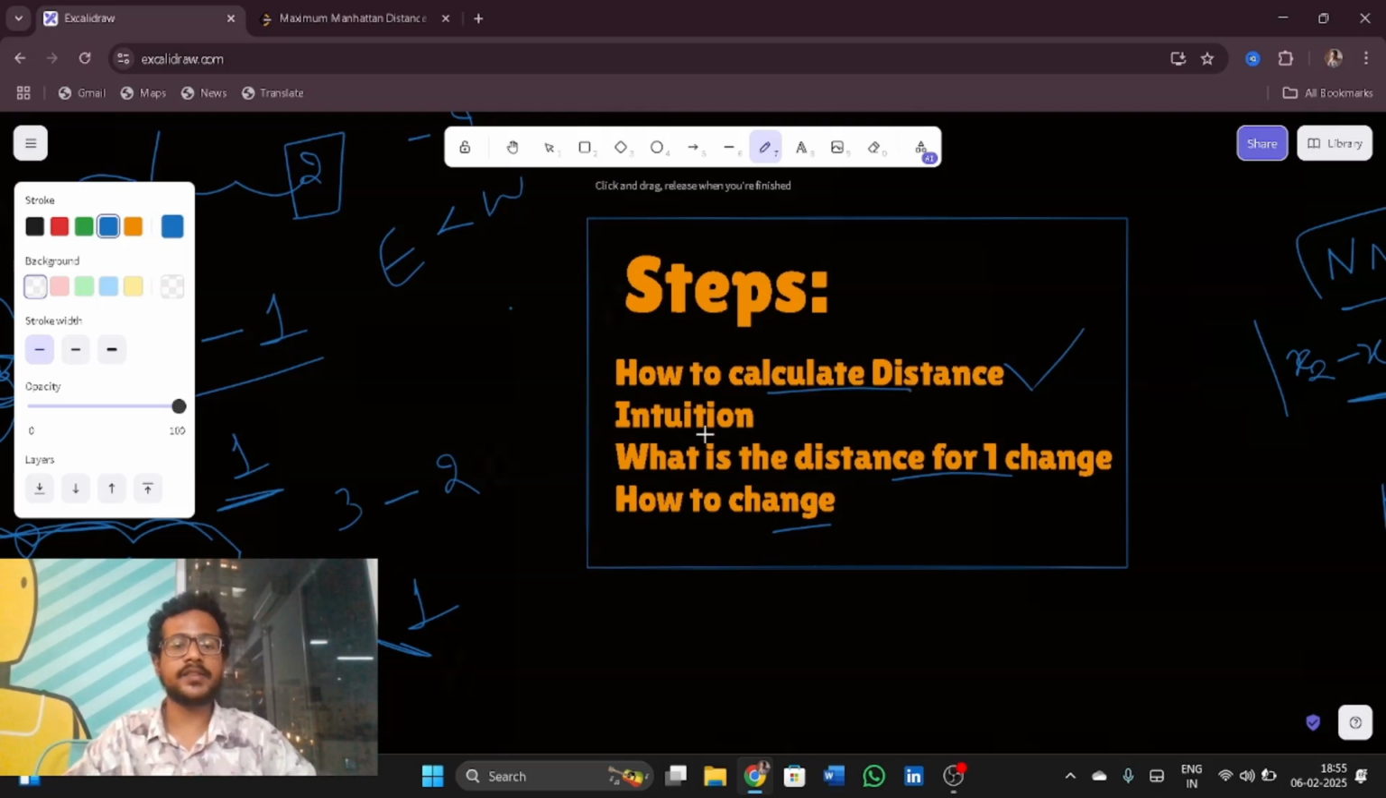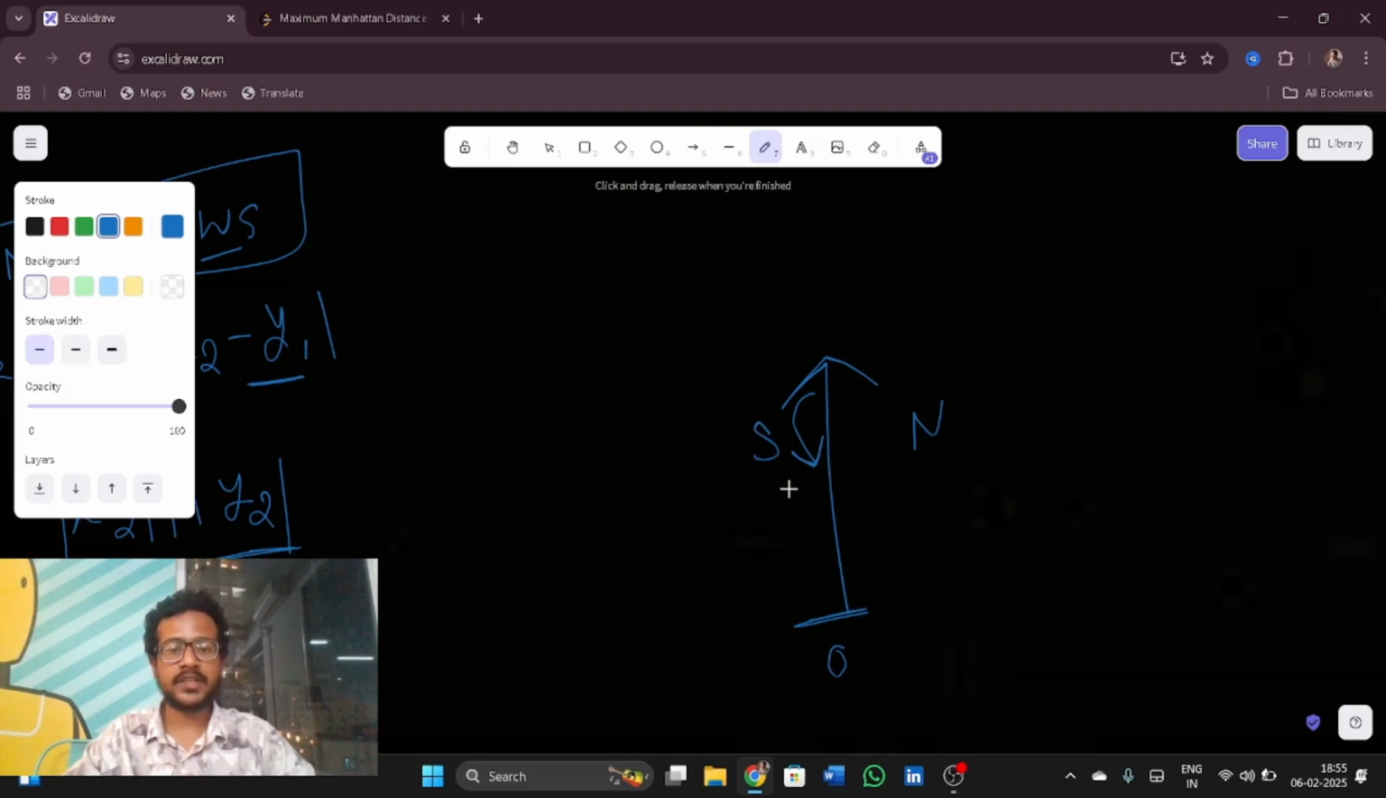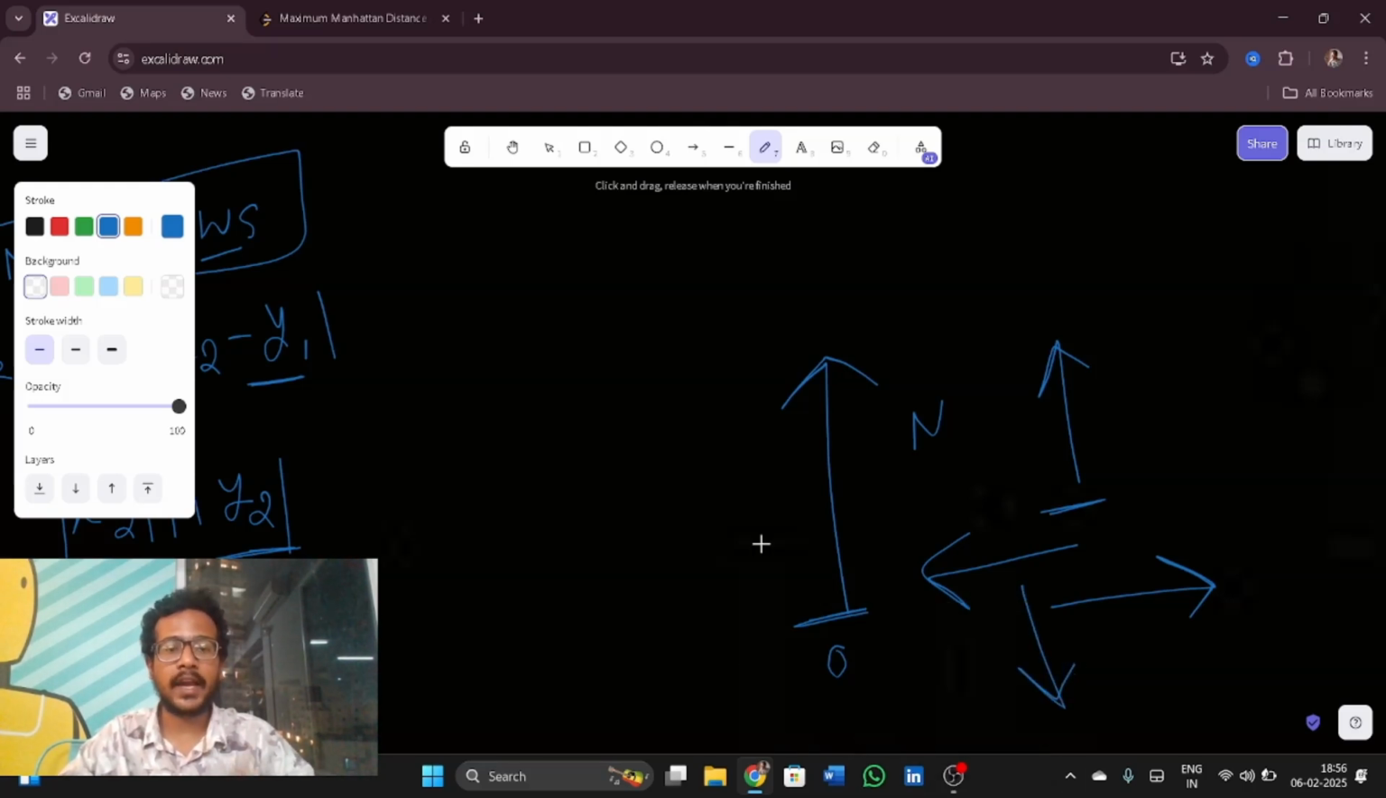The next thing is intuition. Imagine you are walking along the same path, north. You start from 0 and go north. If someone says to go south, will you trust that person to get the maximum distance? No, right? Because only when I go in the same direction from my origin can I reach the maximum distance. It might be right, left, or bottom. I need to keep going in the same direction again and again.